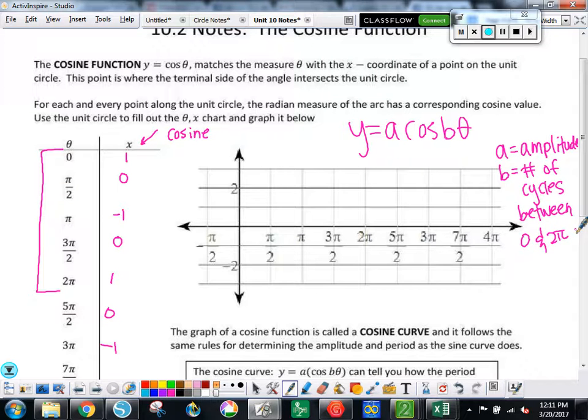When b is a larger number, the graph will look very tight because we've got to fit a lot of cycles in between. When b is a fraction, the graph will be really wide. Does that make sense? Because there are not as many cycles to fit in between. The last thing we need to find is the period. A period is the horizontal length of one cycle.